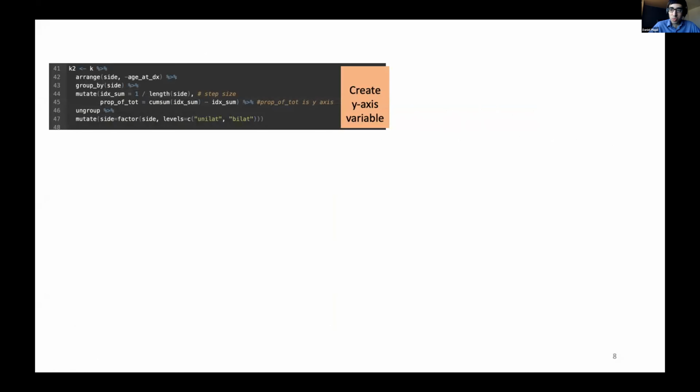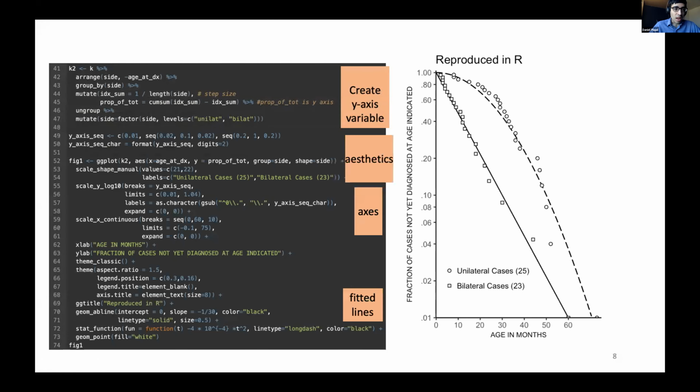So my first goal was to create the y-axis variable. We had the x-axis variable in months, but we need the y. So what I did was, just using some of the tools from dplyr, create a prop of tot, or a proportion of total, fraction of total variable that represents the y-axis. And adding to that, I'm showing you the rest of the code now.